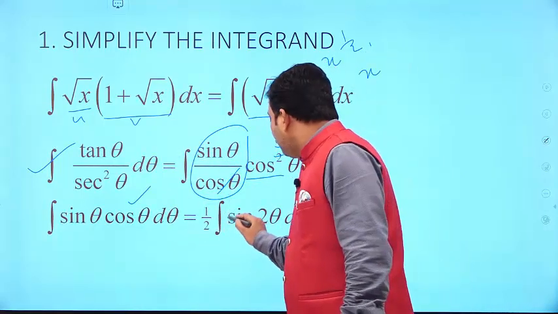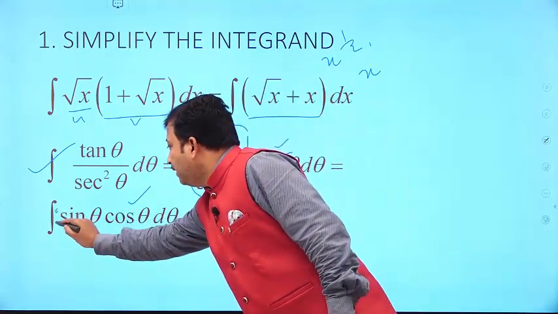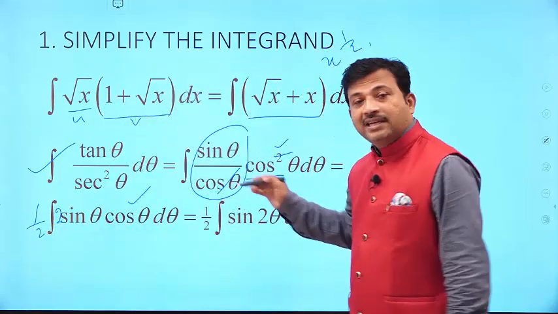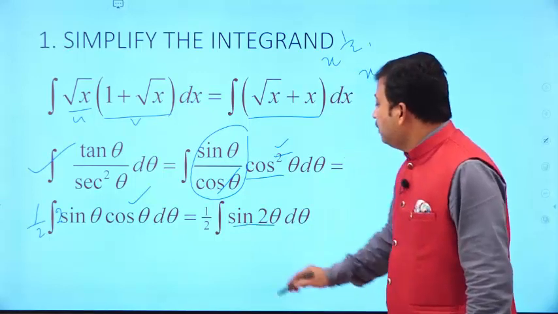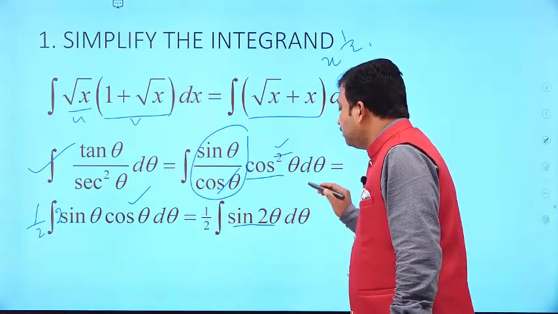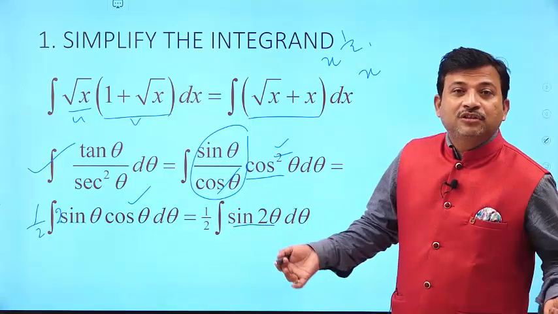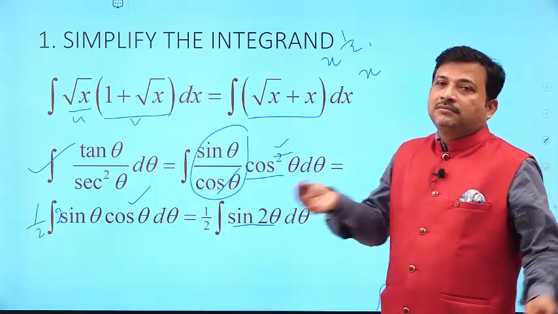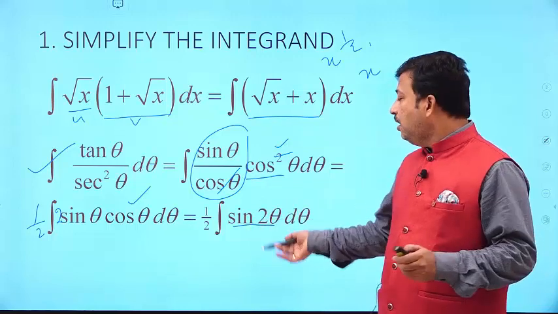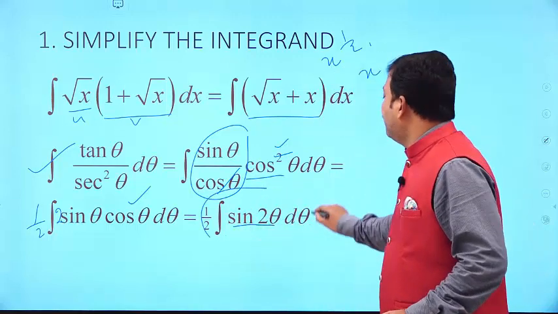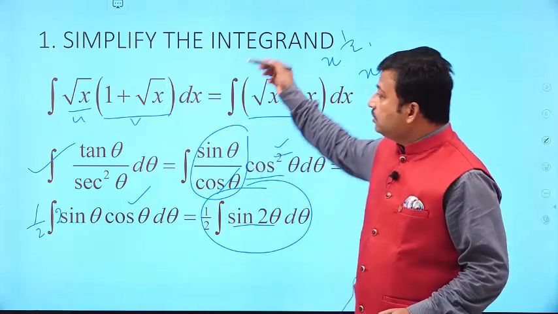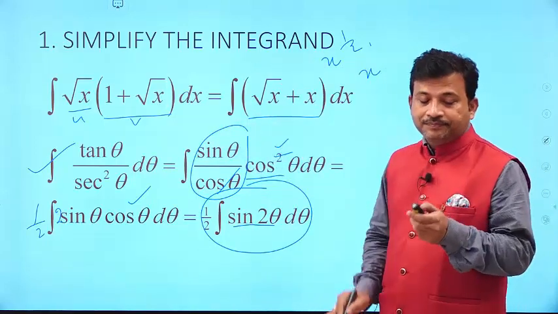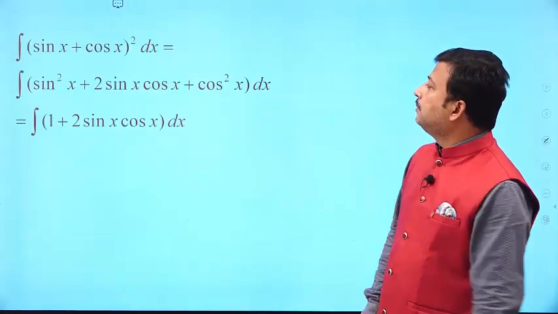Now if I multiply 2 here and here, 2 and here, yes, 1 by 2. Then what will happen? 2 sin theta cos theta is how much? Sin 2 theta. So 1 by 2 integration of sin 2 theta d theta. Integration of sin 2 theta d theta is how much? You know it? You can happily do the problem if you simplify it properly. So this is nothing but simplifying the integrand of the given problem. Is it clear? This is one.